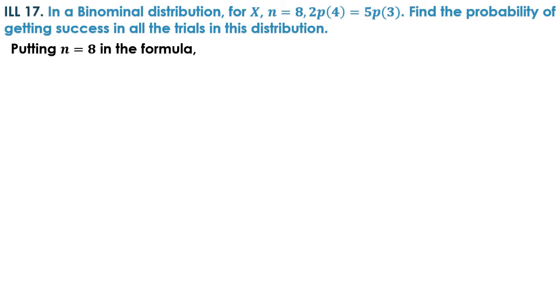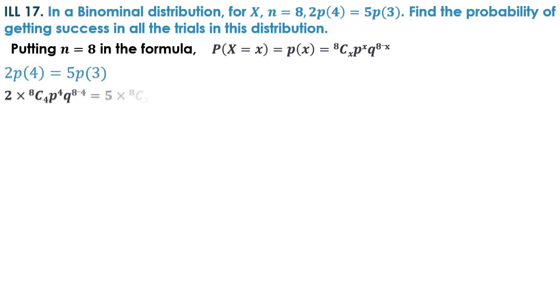Now when we put n is equal to 8 in our regular formula of px, we get 8cx, p raised to x, q raised to 8 minus x. Now we know that 2p4 is 5p3, so that just means that 2 into 8c4, p4 means x is 4, so 2 into 8c4, p raised to 4, q raised to 8 minus 4, that would be 5 into 8c3, p raised to 3, q raised to 8 minus 3. When I simplify it, I get 8c4 is 70, so 2 into 70 plus p raised to 4 will be p raised to 4 and q raised to 8 minus 4 will be 4, equal to 5.